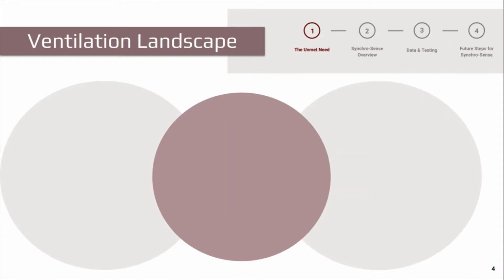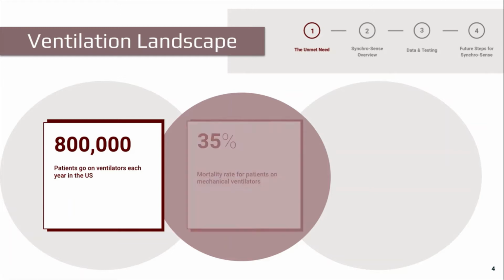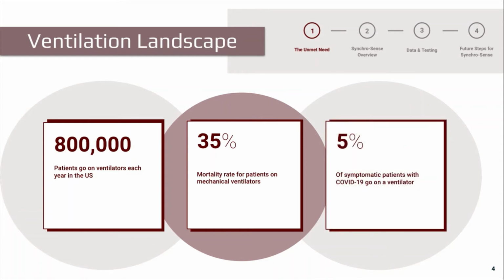Now, it is important for us to look at the ventilator landscape to put our product into perspective. Approximately 800,000 patients go on ventilators each year in the US alone. This could be a low estimate due to the increase in ventilation due to COVID. Some figures suggest that it might have been as high as 1 million people last year. The mortality rate for ventilated patients is approximately 35%. This is obviously extremely high and a space we need to improve upon. And lastly, roughly 5% of symptomatic COVID patients have to go on a ventilator.